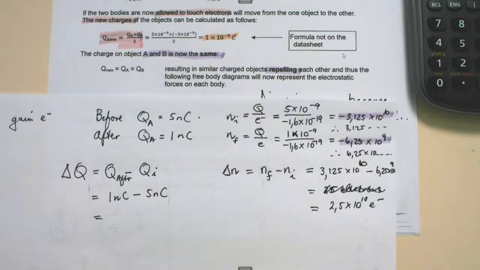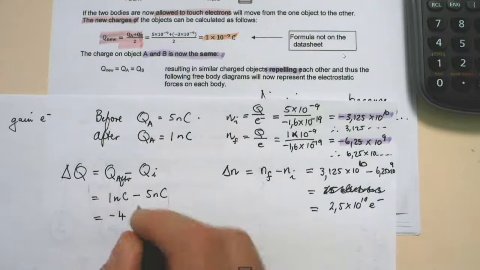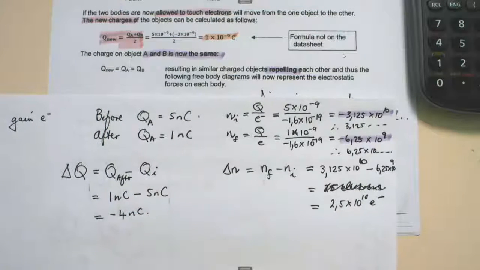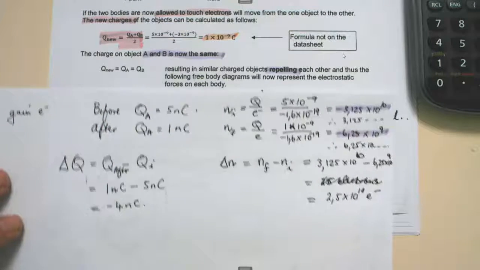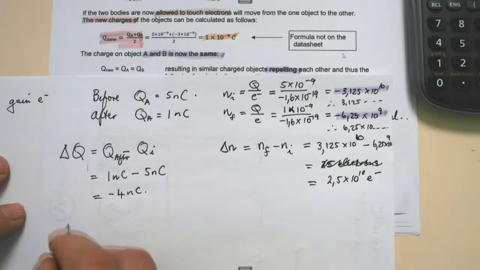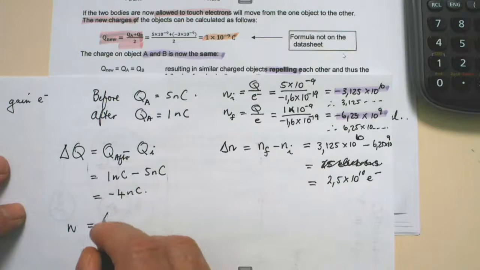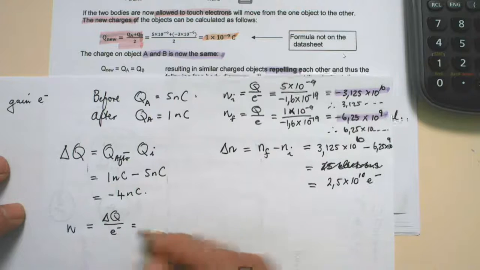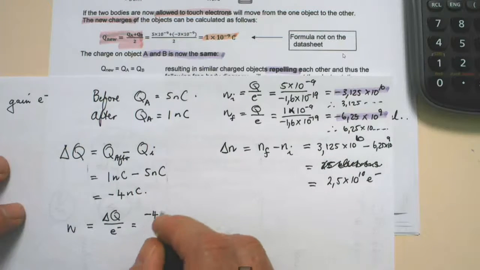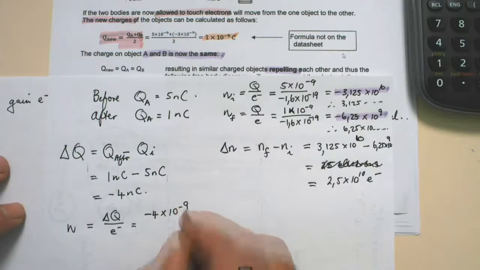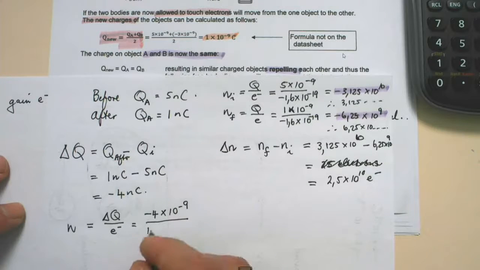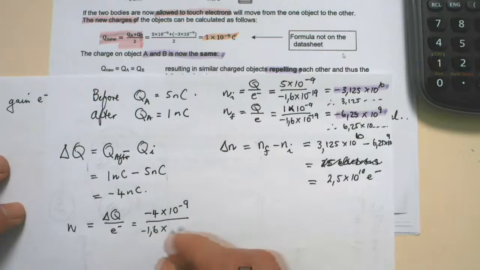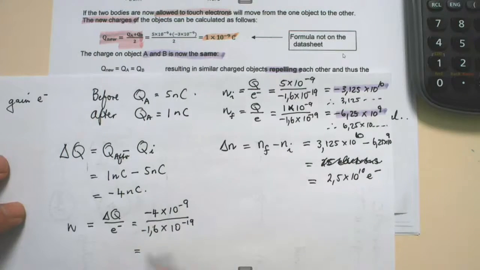Now you can press your calculator. I will get minus 4 nanocoulomb. That is the change in the charge. Okay, and now I work out my number, which is the change in charge over the charge of an electron, and let's see what we get. We get minus 4 times 10 to the power minus 9 divided by negative 1.6 times 10 to the power minus 19, and this will give me the following.